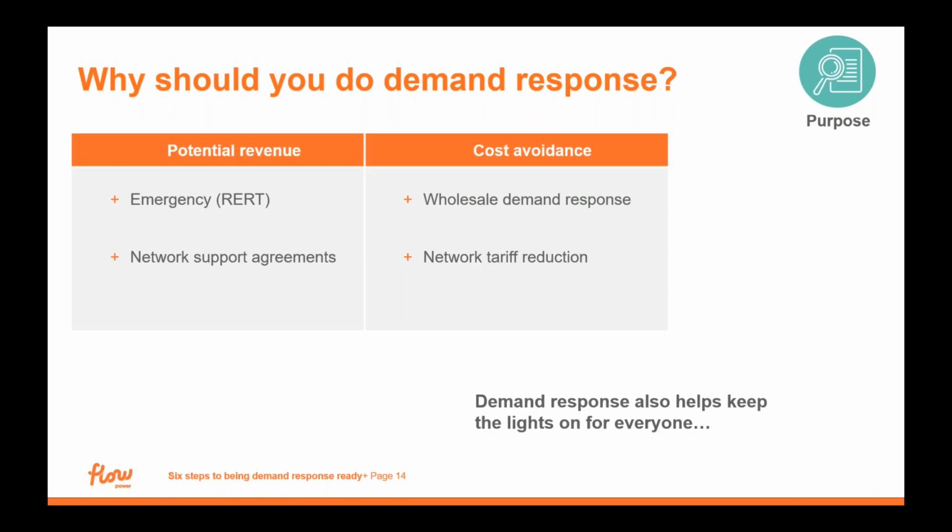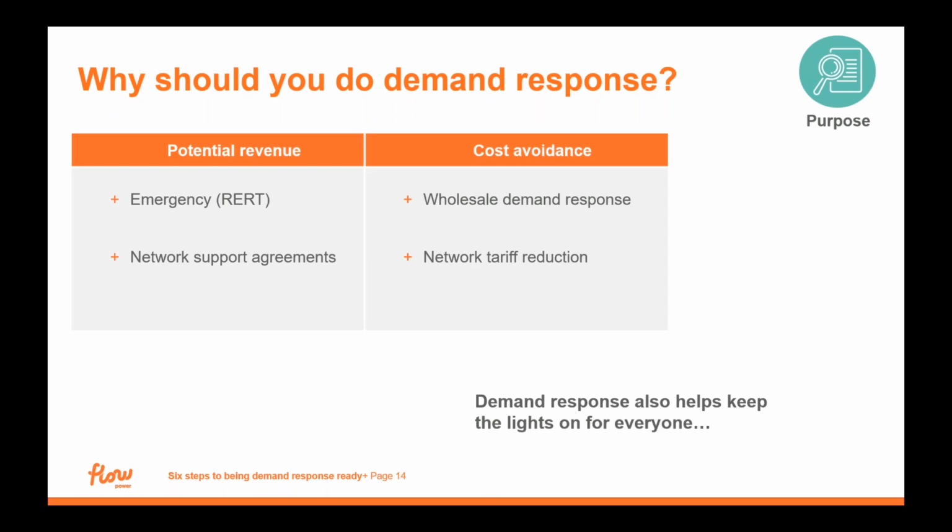For those categories of demand response that we talked about before, the emergency alert program is a revenue source, and that is a demand response program that is run over summer in the national electricity market. And then there are also often network support agreements, which are specific to regions and the distribution networks in those areas, and businesses can receive payments for altering their usage in a certain way at a certain time, subject to those contracts.